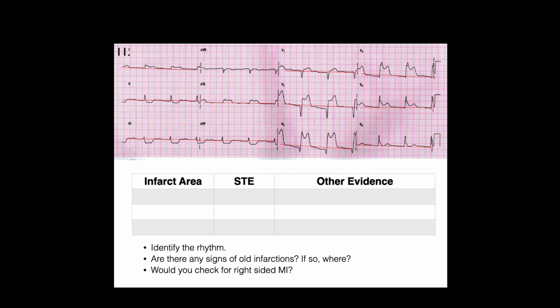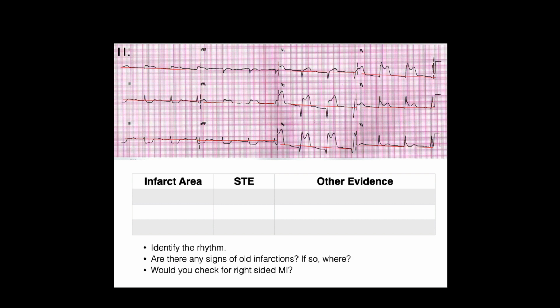I said the infarct area was lateral with elevation in 1 and AVL. Septal with maybe a box in V1, but definite elevation in V2. And anterior with elevation in 3 and 4. For the lateral extra evidence, there's reciprocal changes in 2, 3, AVF. I think I noticed, or maybe some Qs in V2.